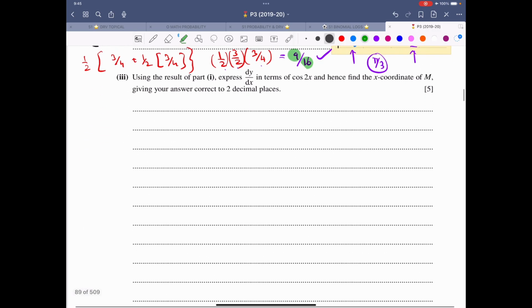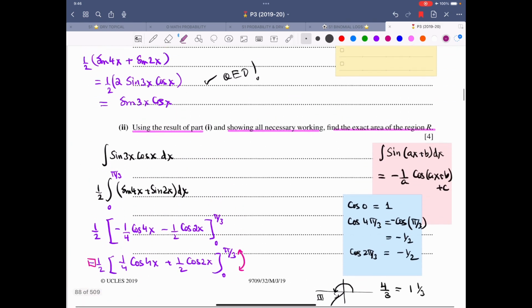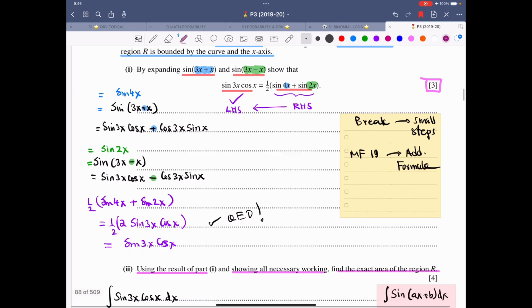Now let's look at the third part. What is the third part? In the third part, it says, using the result of part 1, express dy by dx in terms of cosine 2x and find the x coordinate of m, giving your answer correct to 2 decimal places. Okay. Now we have y, and over here, this original equation equals to this. That is the result of part 1.